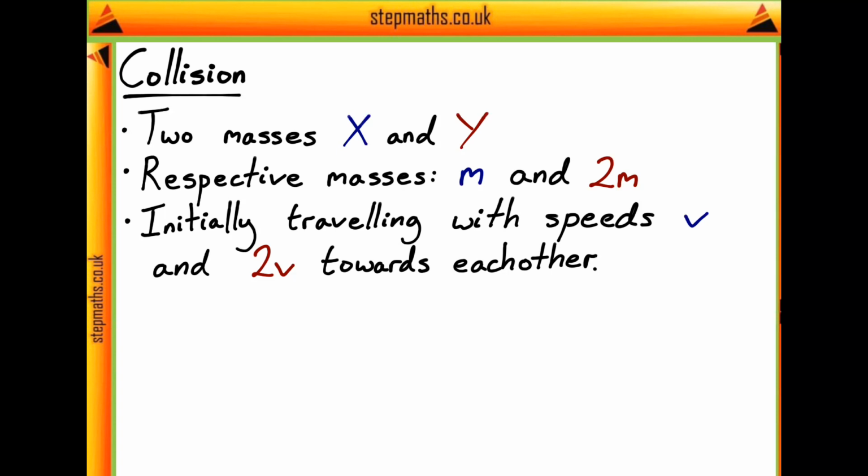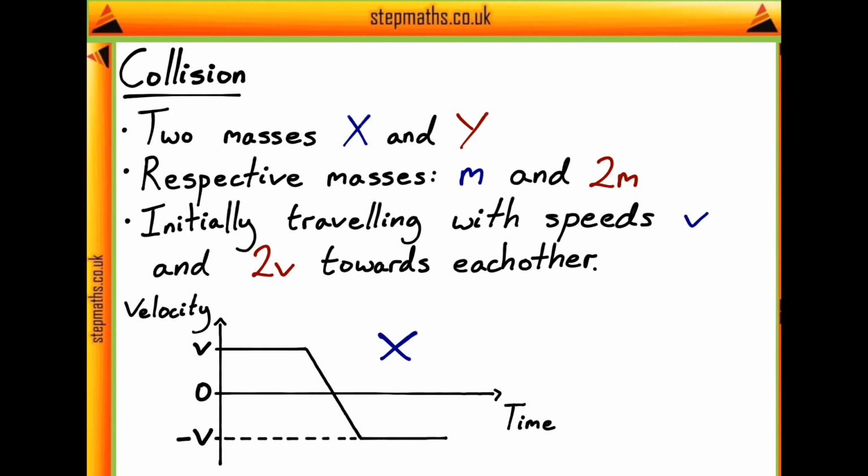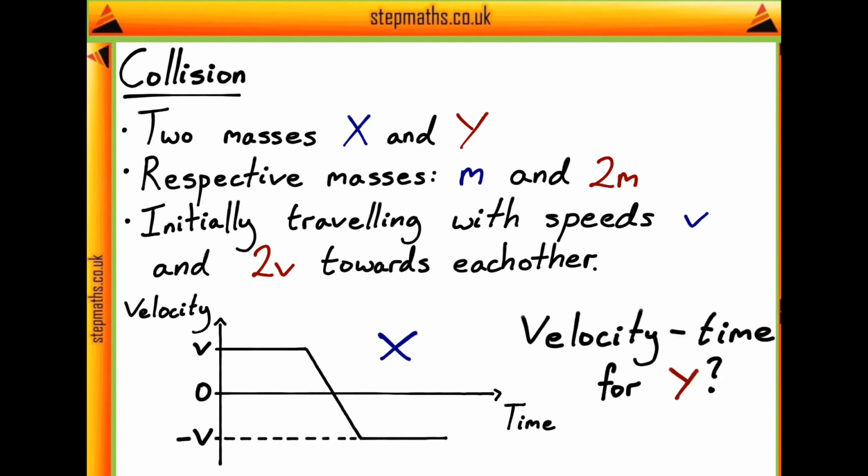The two masses collide head-on, and then we're given a velocity time graph for our sphere x. The question asks us to find the velocity time graph for y. So if you would like to have a go at this question, then now's the time to pause, otherwise let's have a go at it.